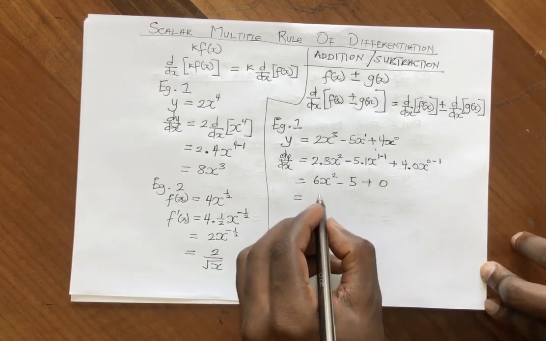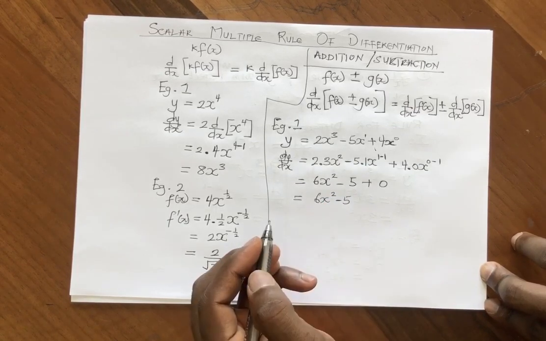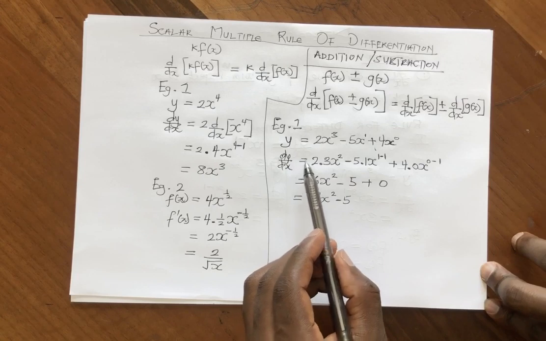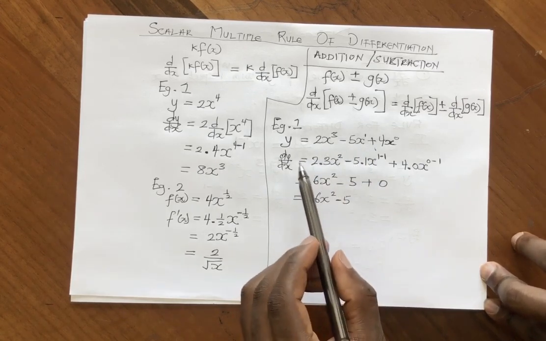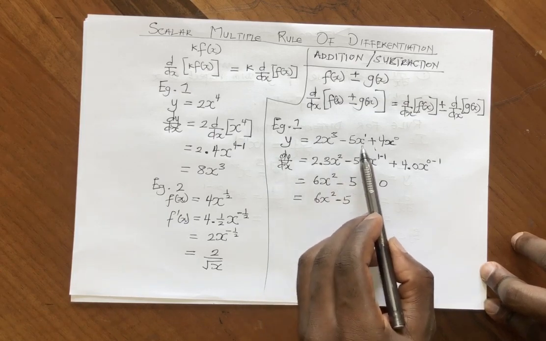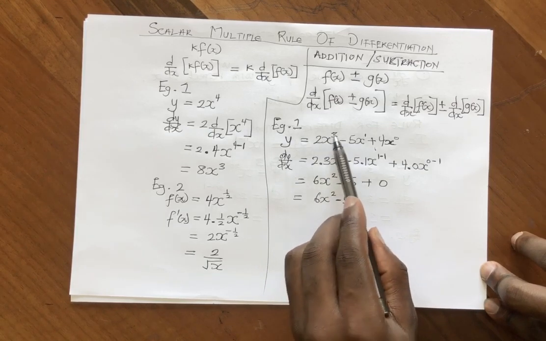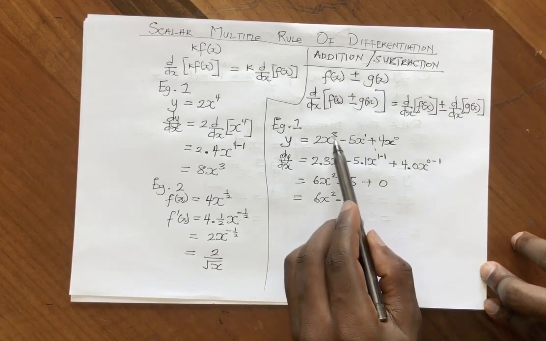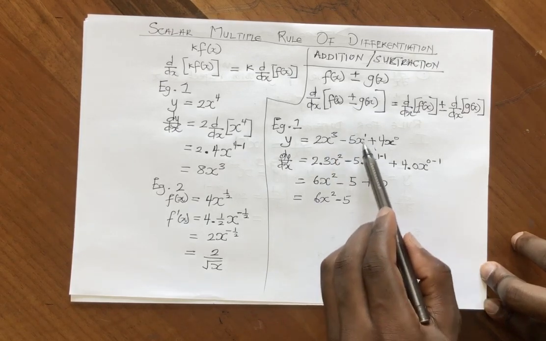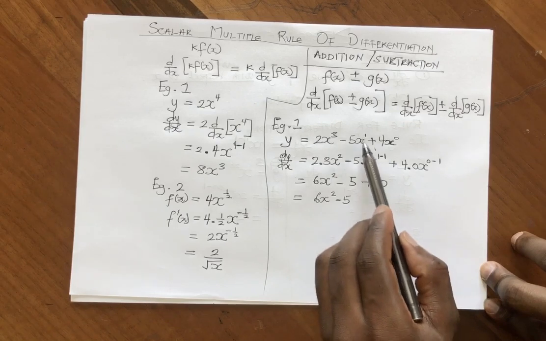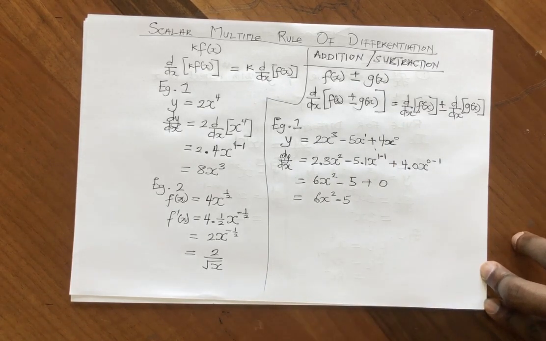So cleaning this up gives us 6x squared minus 5. So when you are to differentiate a function involving addition and subtraction, what you do is that you differentiate the various terms separately. So you differentiate this, 3 times 2 will be 6. Then 3, you less 1 from the power, so you have 2. Then 1 times 5 is 5. Then 1 minus 1 is 0. So x raised to the power 0 is 1. And you are good to go.